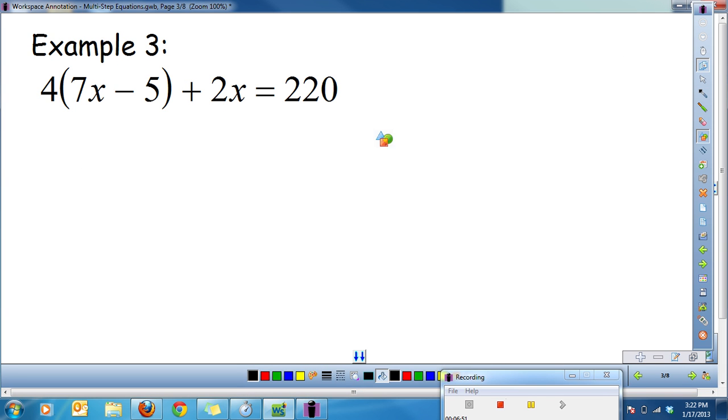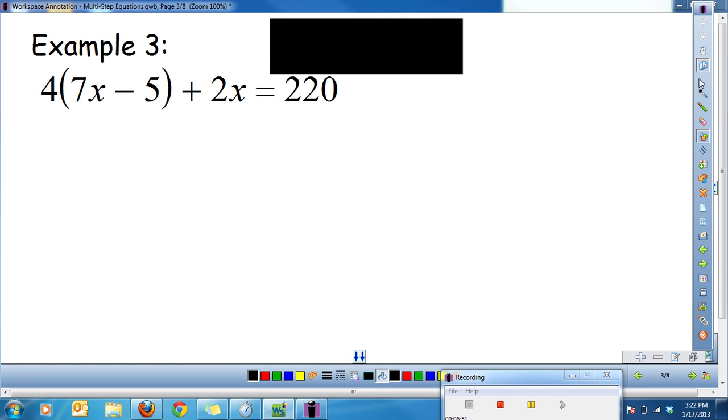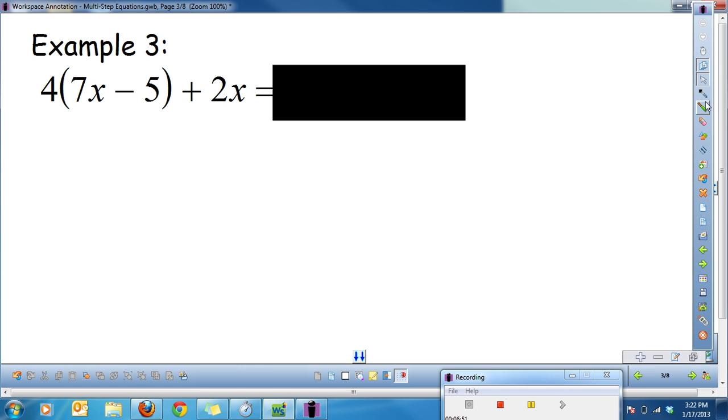Alright, let's do another example. Remember, the first thing that you should always do is ask yourself, are both sides simplified? So let's do the left-hand side first. Is this side simplified? No. You should notice that there's distributing that you need to do, and we might have some terms to combine. Now, remember, you should always distribute first. So I'm going to do that first.